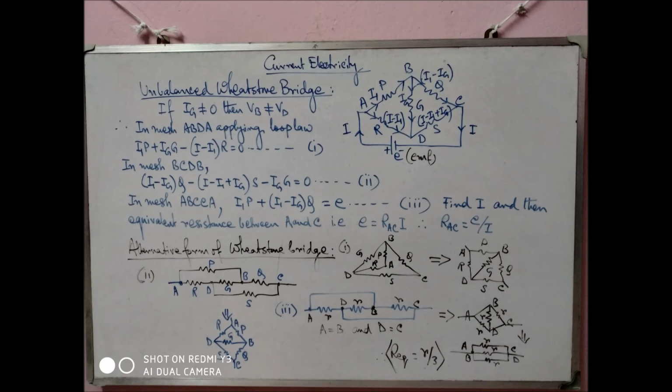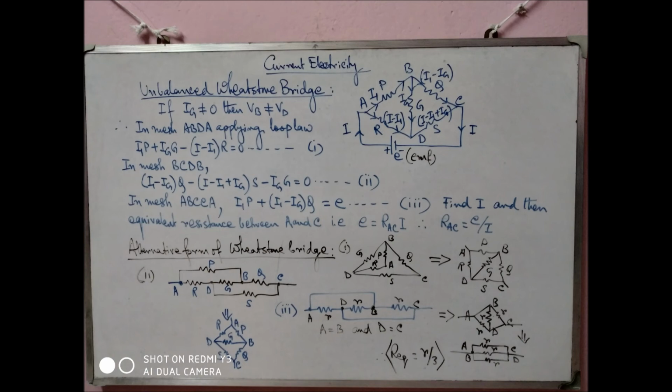So it is very easy to solve these three equations. Anyone can find I, I1 and Ig. This type of problem actually comes in the form of numericals. When this type of numerical comes, the values of I1 and Ig will be given, and then you have to find the equivalent resistance between A and C for any unbalanced Wheatstone bridge.